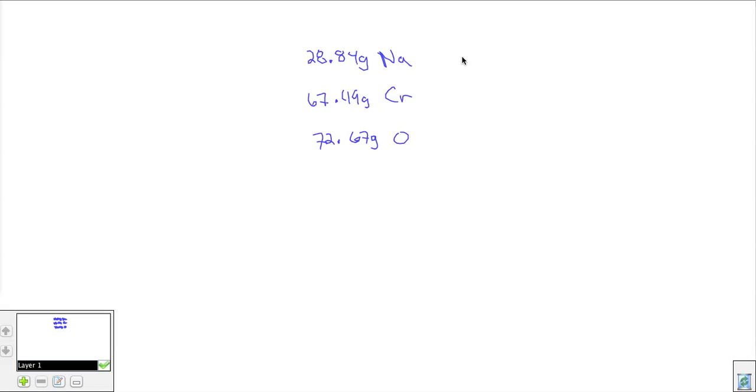So we have to turn them into moles. So when we turn them into moles, we're dividing each of them by their own separate molar mass. And so basically it makes them all comparable. So let's go ahead and do that. So this one we're going to divide by its molar mass.